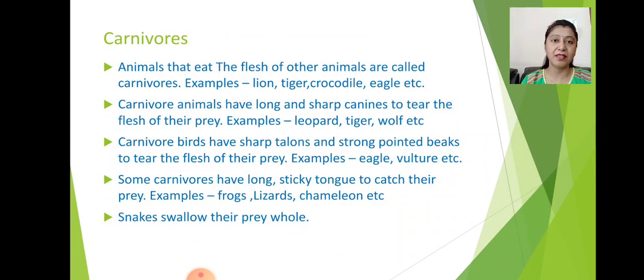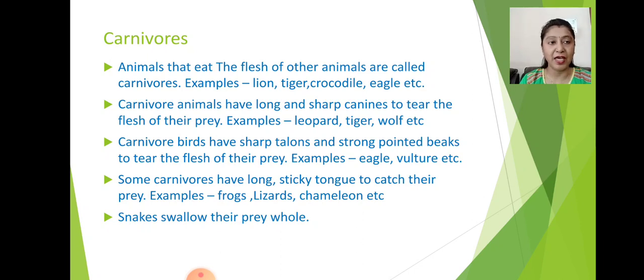The next topic is carnivores. Animals that eat the flesh of other animals are called carnivores. Examples are very common, that is lion, tiger, crocodile, eagle, etc. The special feature of carnivore animals is that they have very long and sharp canines to tear the flesh of their prey.